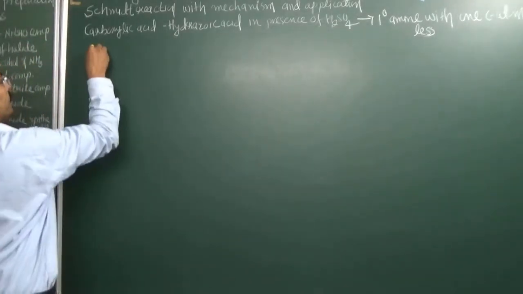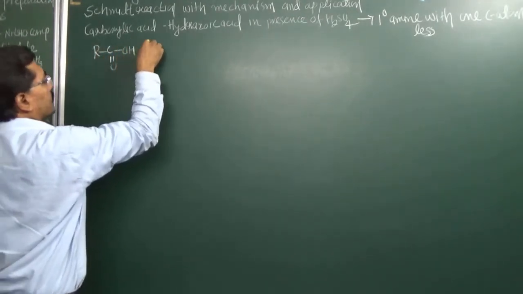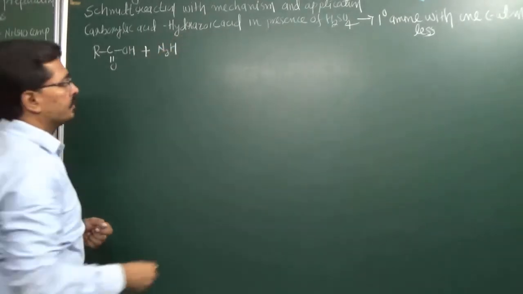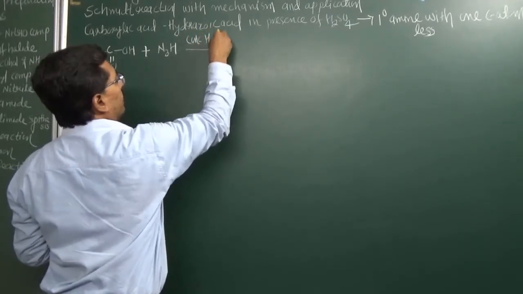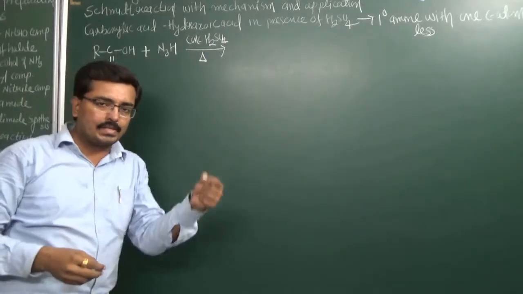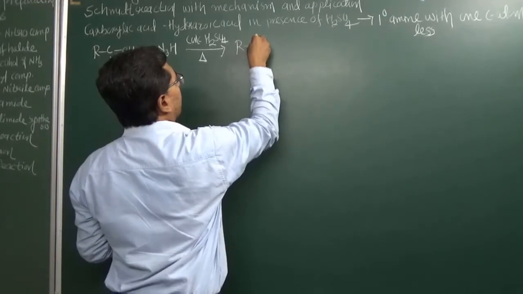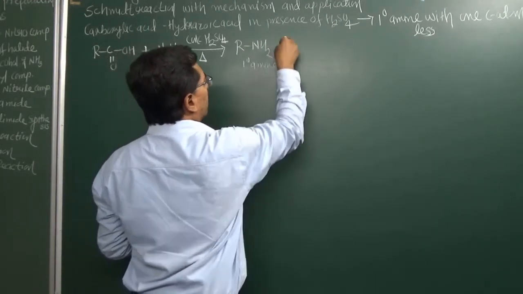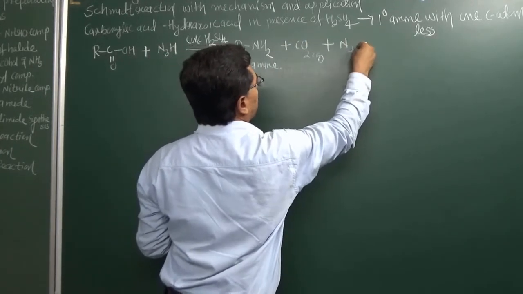Now we can write it this way: whatever carboxylic acid we have, we react this carboxylic acid with hydrazoic acid, HN3. Now we are using concentrated sulfuric acid. In the presence of concentrated sulfuric acid, a temperature of approximately 160 degrees Celsius is required. When we heat this reaction mixture, we get a primary amine and two byproducts. One is carbon dioxide gas and the second is nitrogen gas.